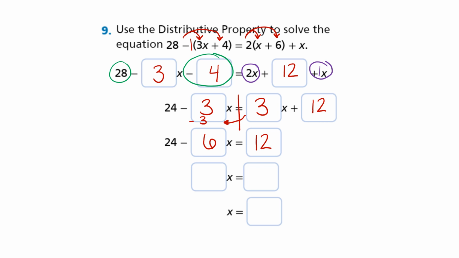We still have our -6x, but we can combine the 12 and the 24. The opposite of 24 would be a -24. 12 and -24 make a -12. Our final step when we have only two numbers left is to divide. -12 divided by -6 gives you a +2 as your final answer.